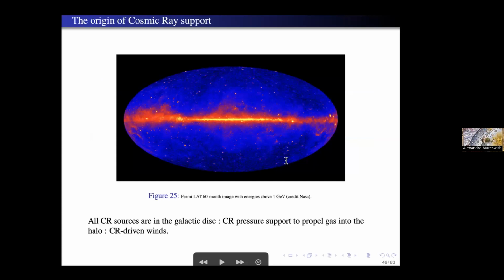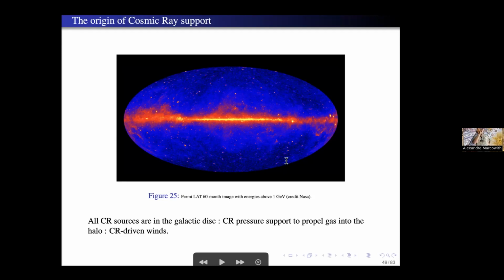Another hint is this galactic disk as seen by gamma rays. Gamma rays are interesting because they trace gas and cosmic rays. In fact, these gamma rays are the convolution of cosmic ray density and gas density. So once you know the gas density, you can evaluate the cosmic ray density. This is how the trick is done.